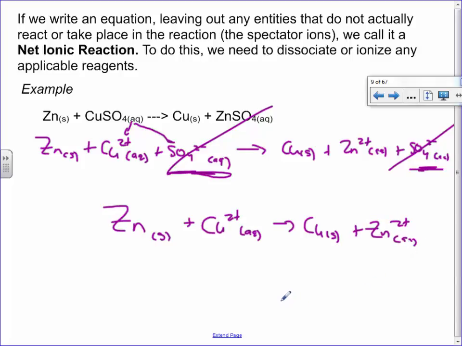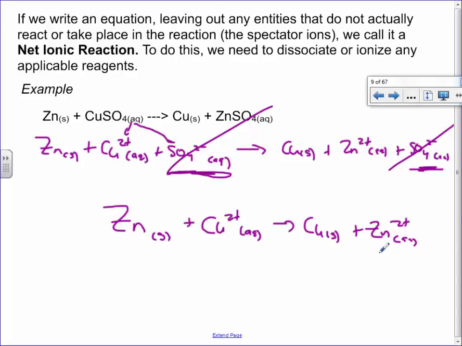What you're going to need is zinc in a solid form, copper in an aqueous form. That'll make copper in a solid form and zinc in an aqueous form. So this leads to a really important question. Did it have to be copper sulfate?